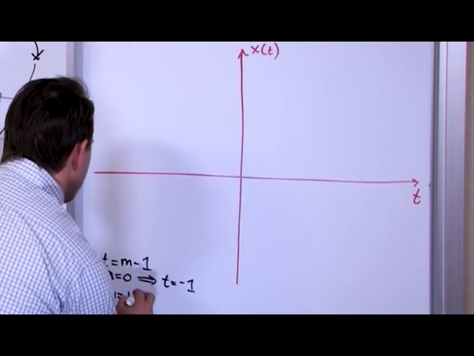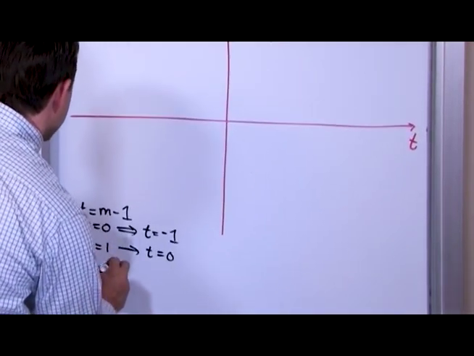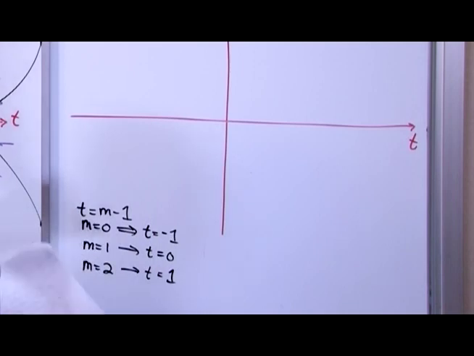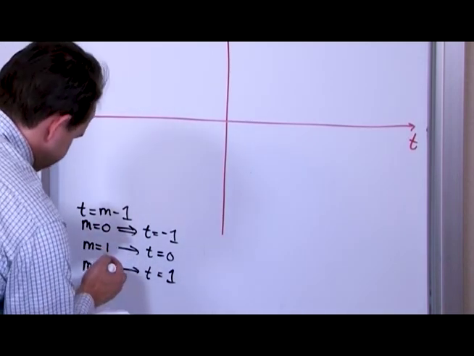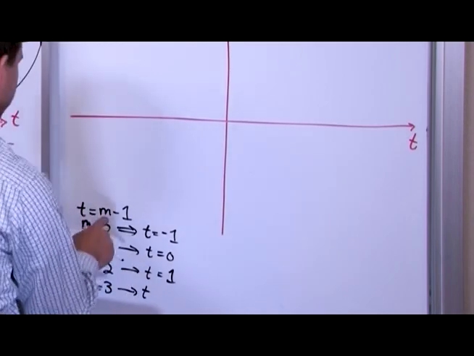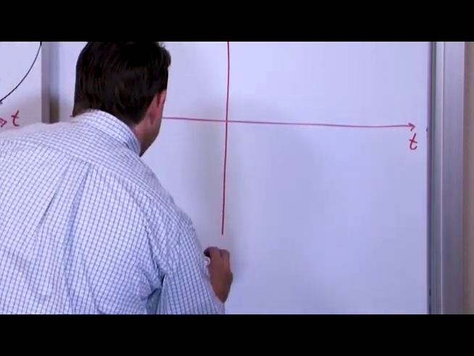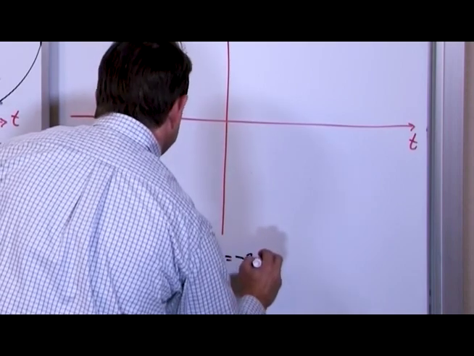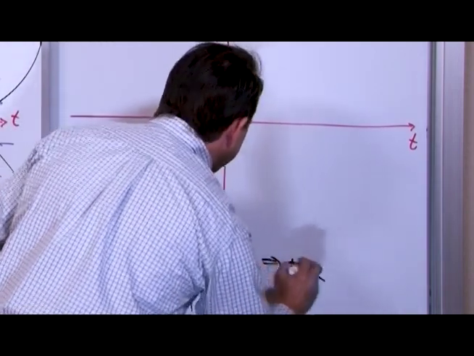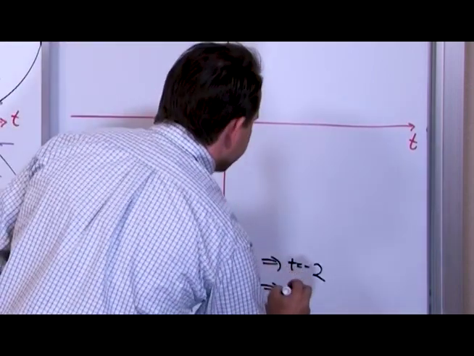At m is equal to 1, right here, t is equal to 0. At m is equal to 2, 2 minus 1 is 1. t is equal to 1. Well, let's go the other direction. Let's go one more. m is equal to 3. t is equal to 2. And let's continue over here. m is equal to negative 1. If I put negative 1 in here, negative 1 minus 1, then t is equal to negative 2. Let's pick one more. m is equal to negative 2. Negative 2 minus 1, t is equal to negative 3.